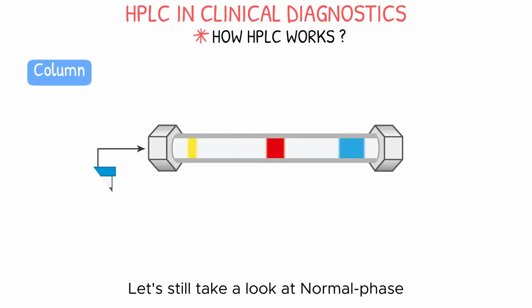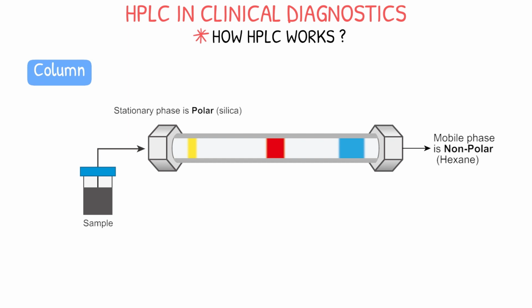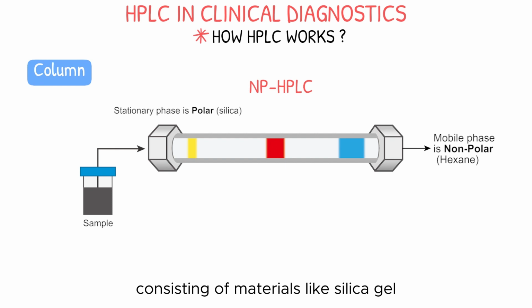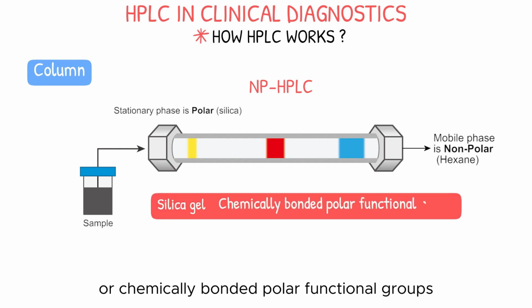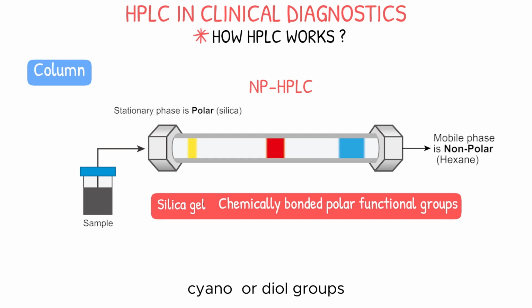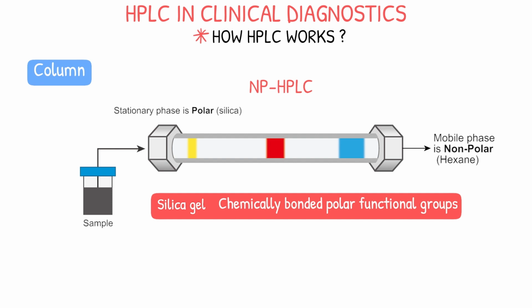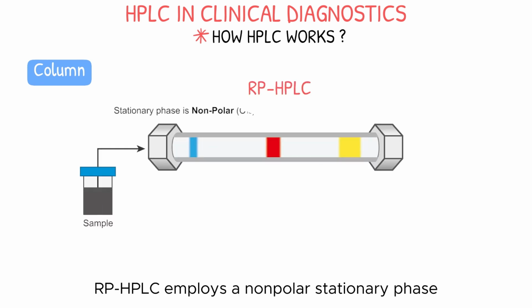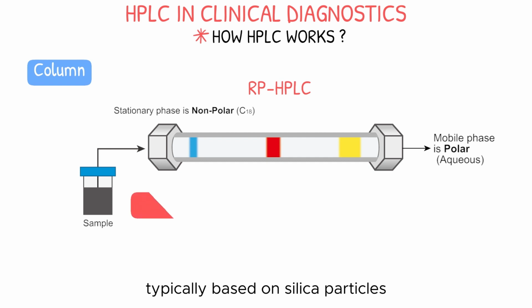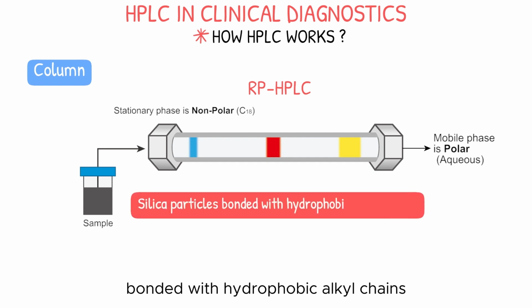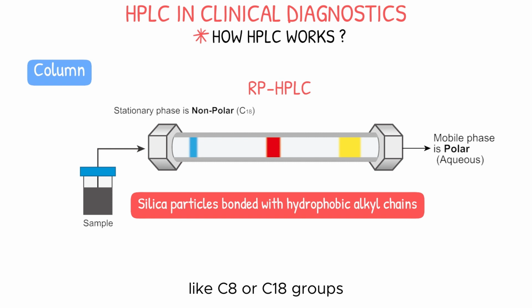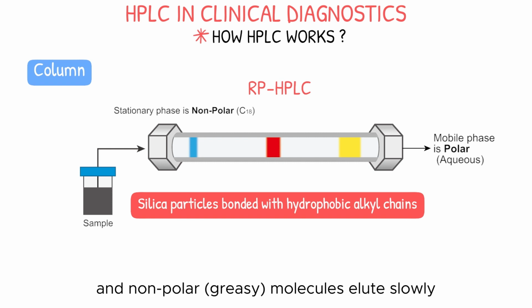Let's take a look at normal phase and reversed phase HPLC. In normal phase HPLC, the stationary phase is polar, consisting of materials like silica gel or chemically bonded polar functional groups such as amino, cyano, or diol groups. In the normal phase, polar molecules elute slowly, and non-polar, greasy molecules elute quickly. On the other hand, RPHPLC employs a non-polar stationary phase, typically based on silica particles bonded with hydrophobic alkyl chains like C8 or C18 groups, where polar molecules elute quickly and non-polar greasy molecules elute more slowly.